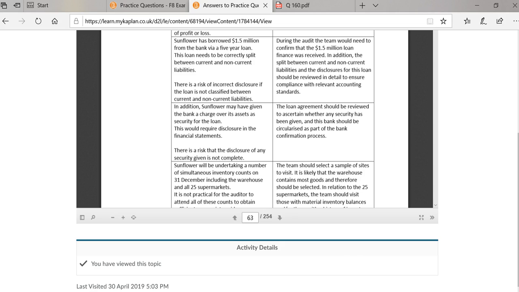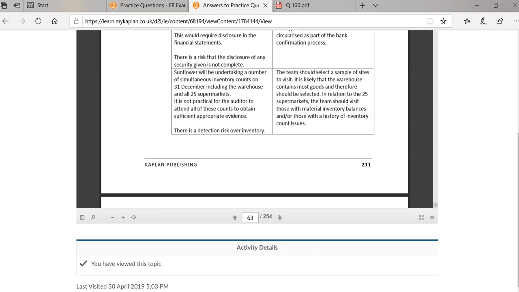So you asked about requesting the bank letter. Same thing there. Sunflower may be undertaking a number of procedures, well, they only wanted five. So inventory was an important one. There's a risk here that you won't be able to attend. We need to go with what's rational here. We need to go with the ones that are material, if you like, and that's where we're really going.